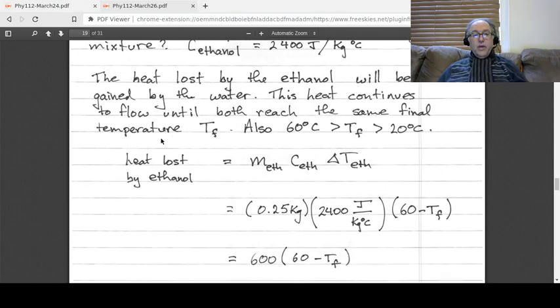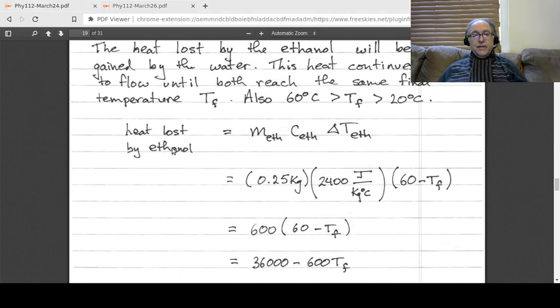Okay, and so we can calculate the heat lost by the ethanol. I didn't write it as delta U here, but that's the delta U. That's just going to be the mass of the ethanol times the specific heat of the ethanol multiplied by the temperature change of the ethanol.